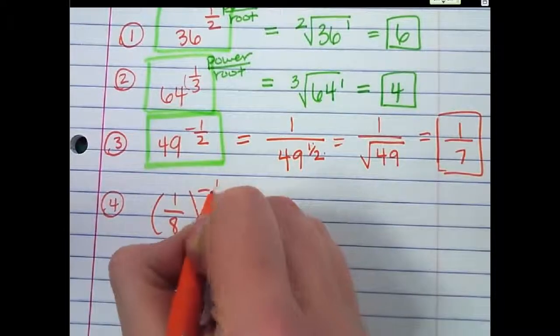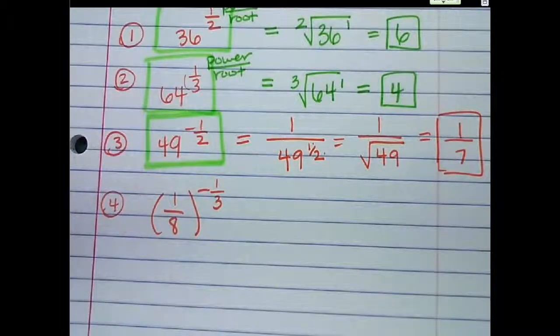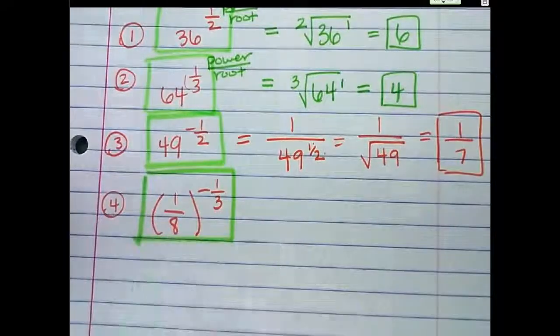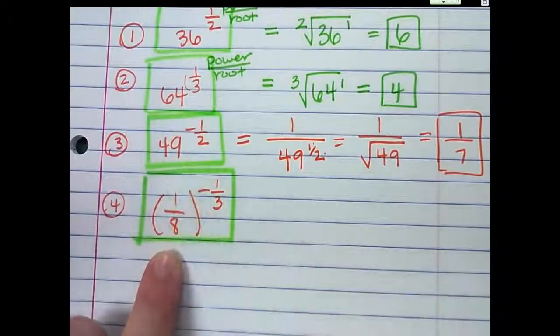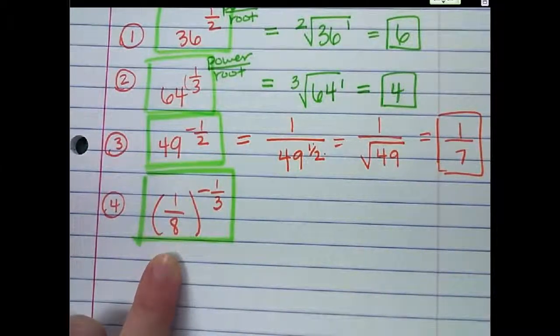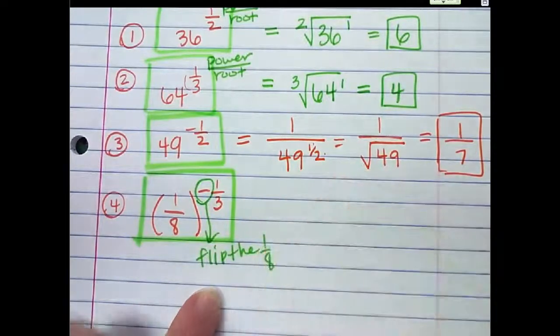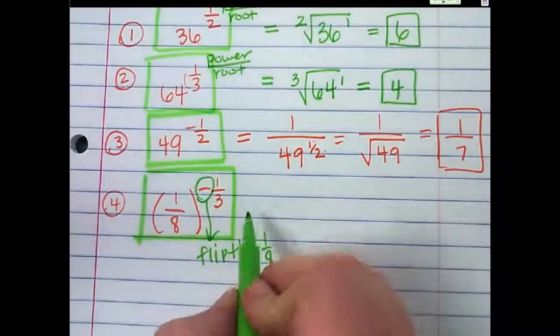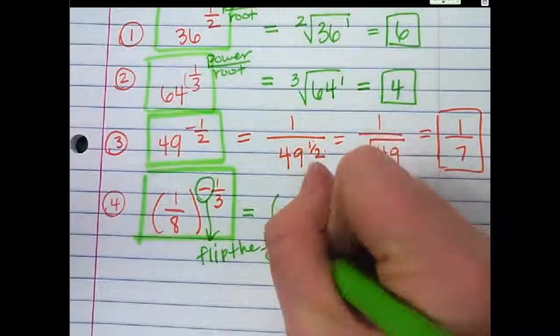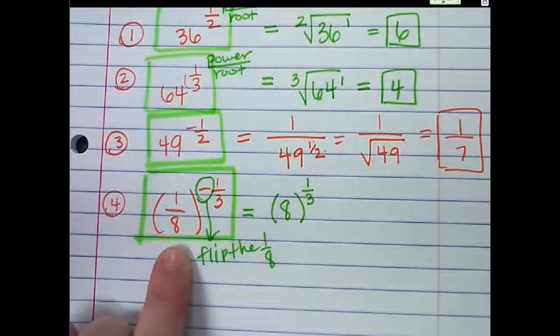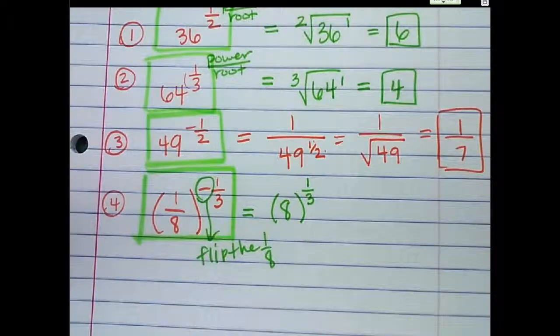Okay, number 4. Negative 1/8 to the negative 1/3 power. Okay, if you have a fraction, because in here we had a whole number, 49, this negative exponent moves it to the bottom. If I have a fraction, this negative is going to let me flip the 1/8. And then it's going to become positive. So inside the parentheses now, this is going to become 8 to the positive 1/3. So if you have a fraction, you can flip it and it changes your exponent to positive.